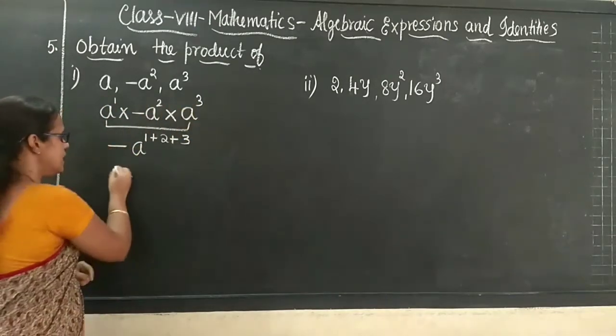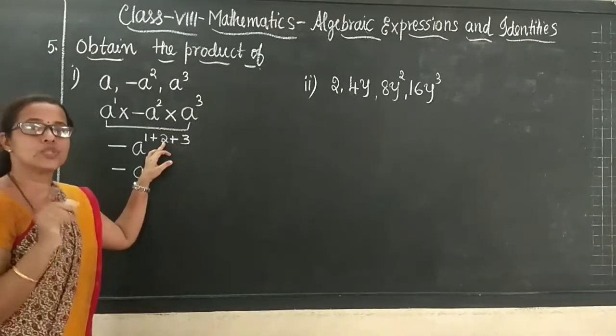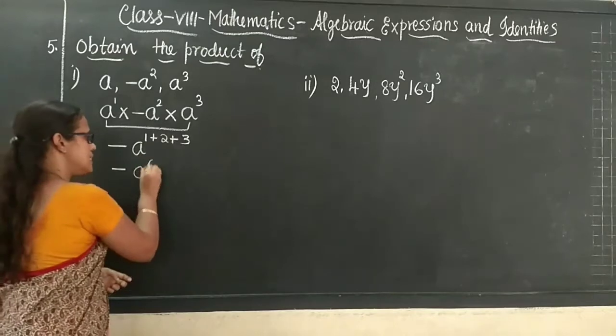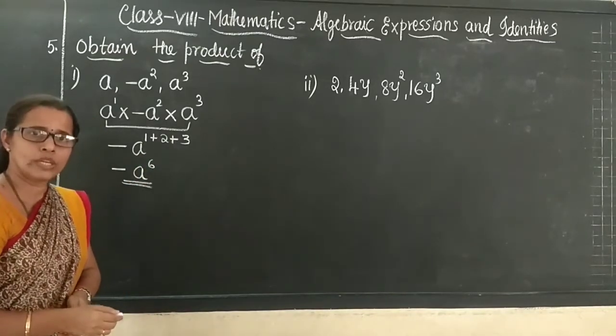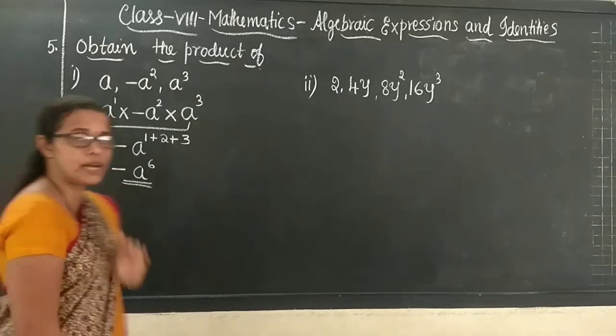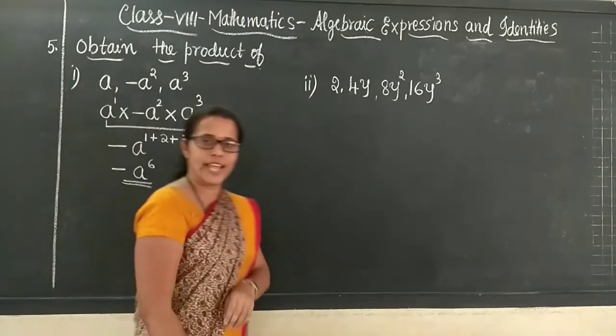How can I add this then? Minus a to the power 3 plus 2 is 5, 5 plus 1 is 6. So this is the final answer. Okay, so you have understood. So this is the base of exponents here. Then let us move to the next problem.